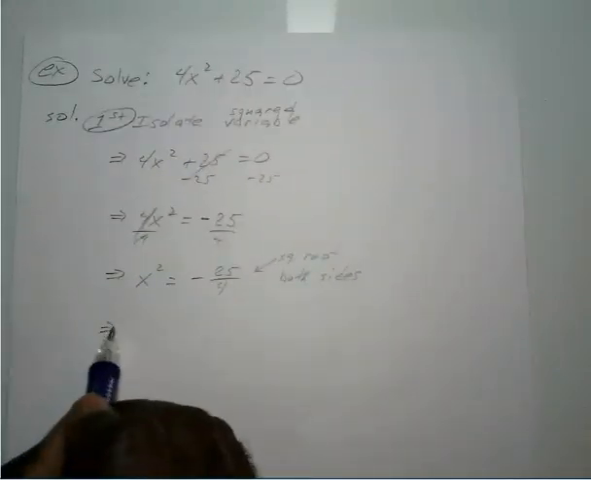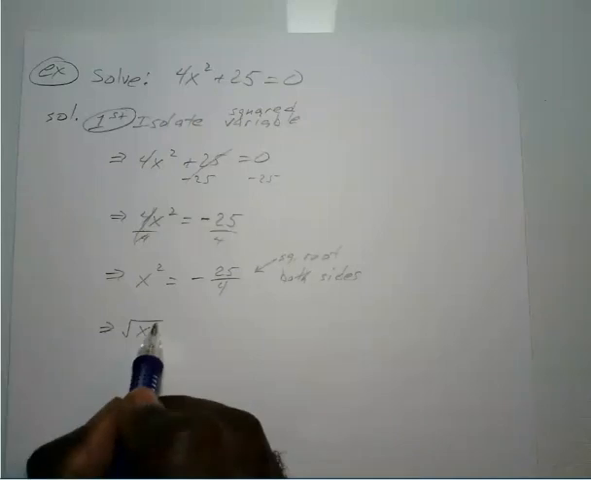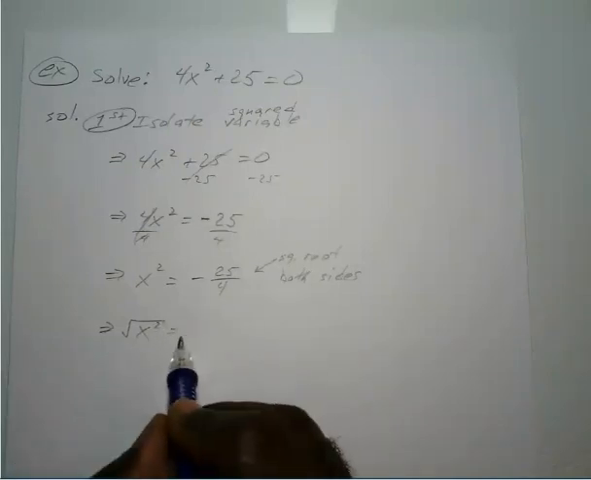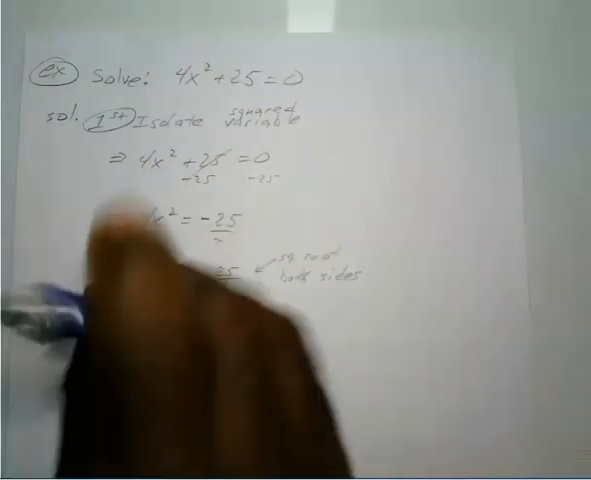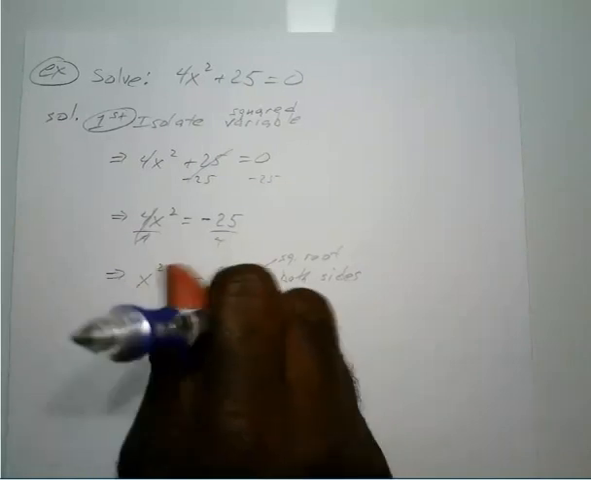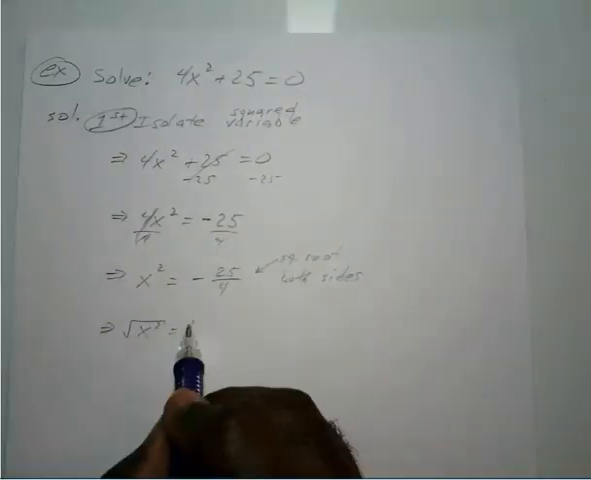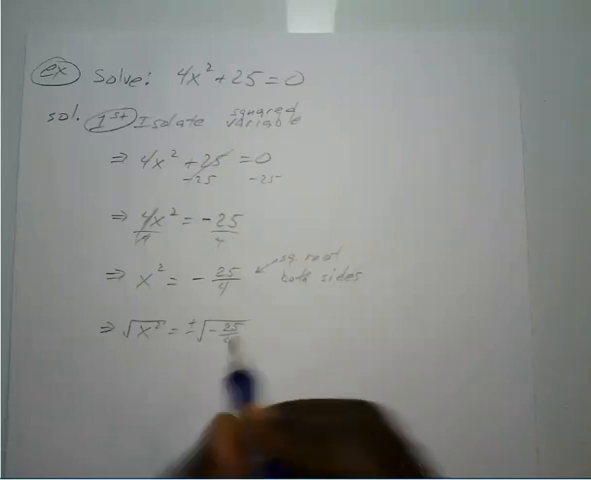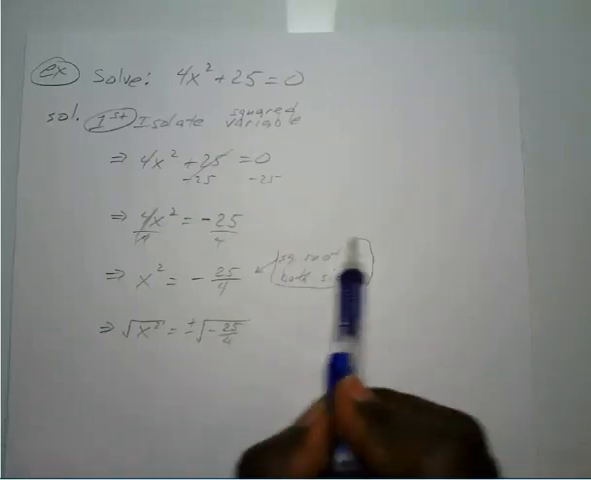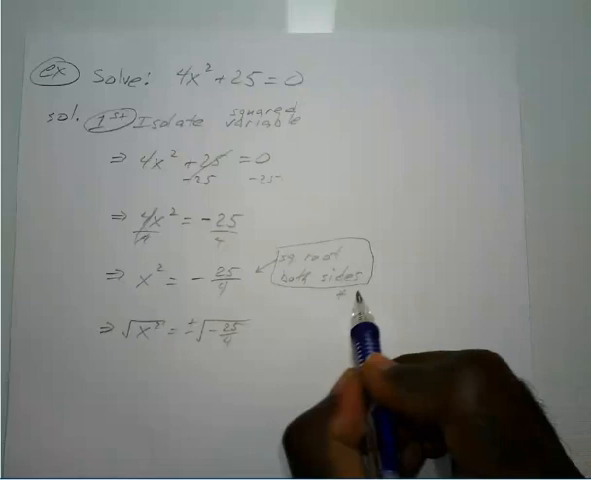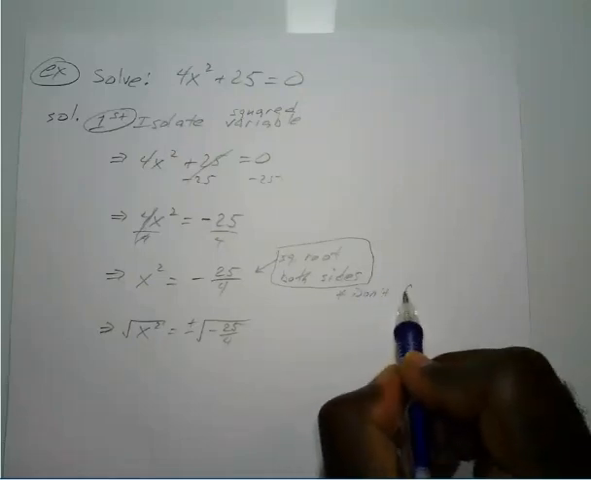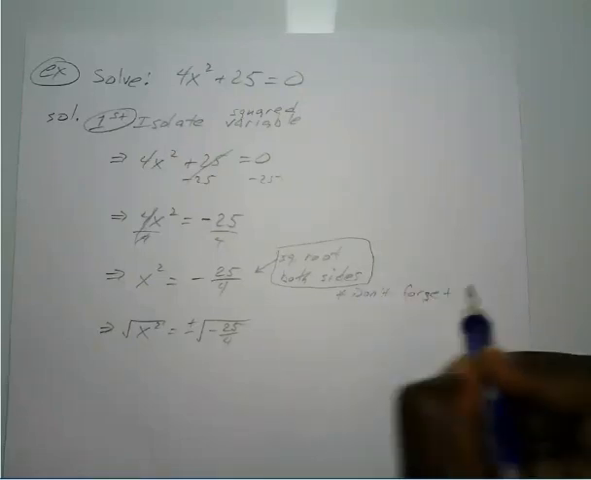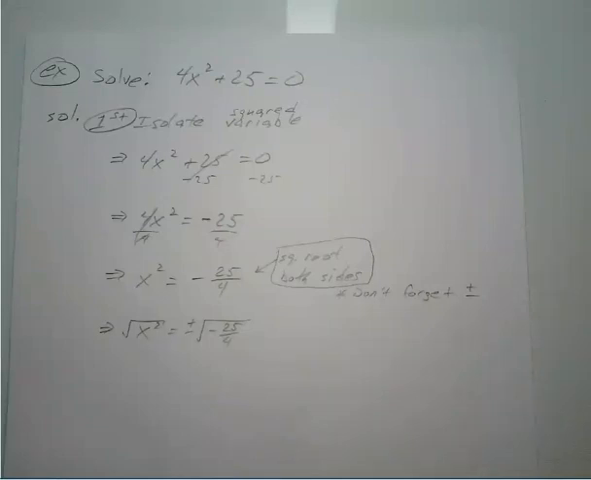Okay, so if we square root both sides, we have the square root of x squared equals the square root, oh, got my plus or minus. Plus or minus square root of negative 25 over 4. So, just like before, don't forget your plus or minus.